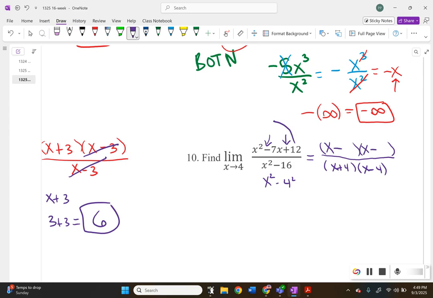Factors of 12 are going to be 1 and 12, 2 and 6, or 3 and 4. But I'm really hoping that I can cancel out one of these, so I'm hoping one of those is going to be a 4. If I look at the 3 and the 4, if both of those are negative, that would create negative 7. So that works, and I can cancel that. Now I'm going to plug 4 in to what I have left over. I have 4 minus 3 over 4 plus 4, which is 1/8.